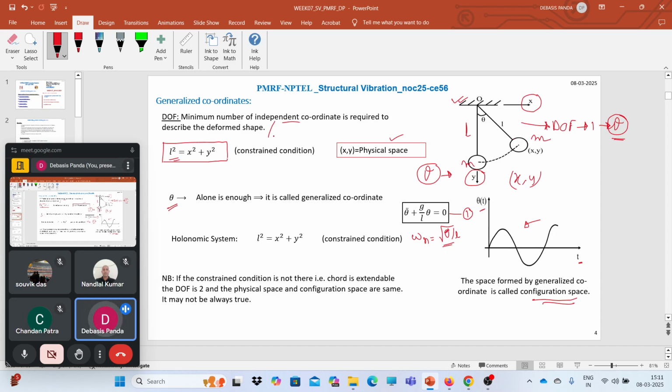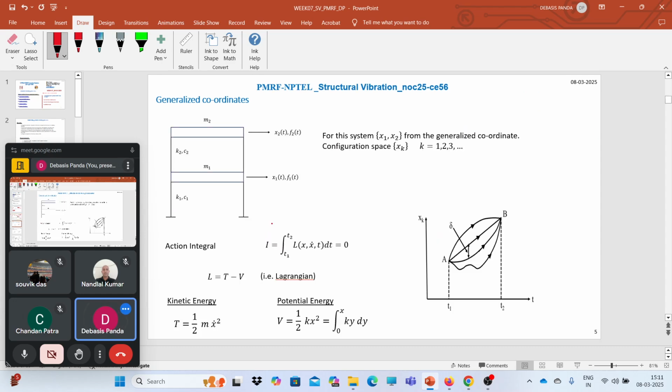Now here we have seen that the motion of this pendulum is constrained by some condition, and this constraint condition is associated with only x and y, two dimensions. So if some dynamic system pursues this kind of constraint condition, we generally define it as a holonomic system.